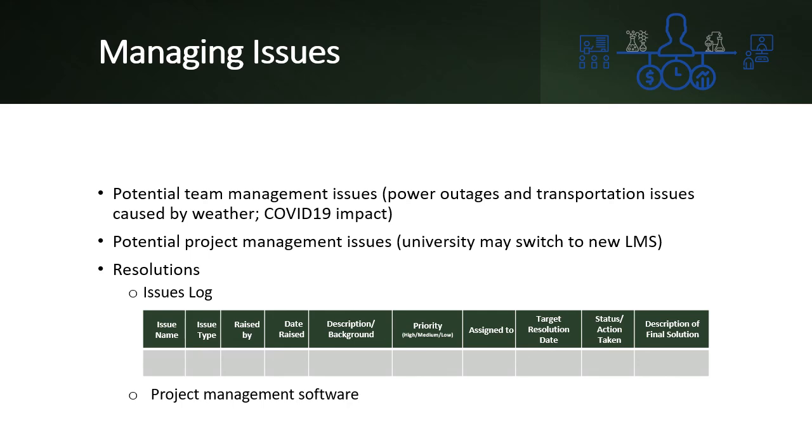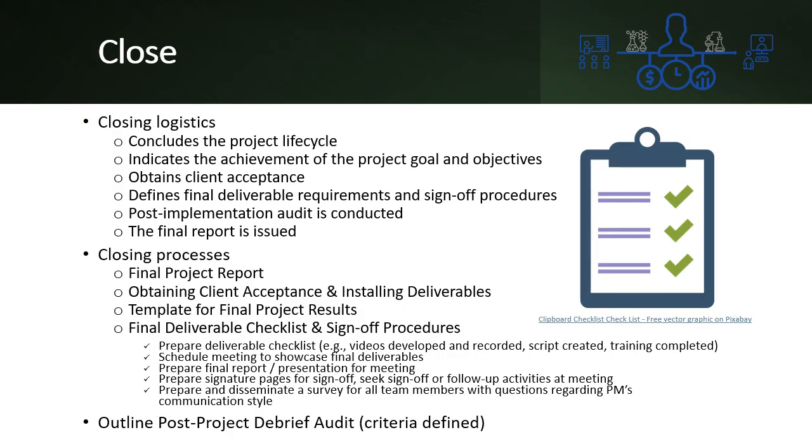on the project. According to Weiss and Wysocki, the close phase of project management concludes the project lifecycle, and it indicates the achievement of the project goal and objectives. In this phase, the client acceptance is obtained and final deliverable requirements and sign-off procedures are defined. After final project result documentation and post-implementation audit, the final project report is issued.